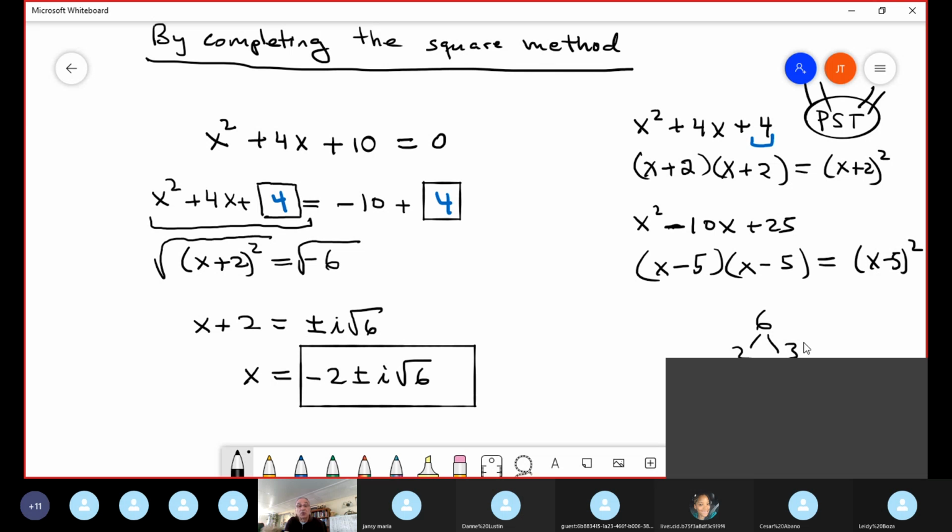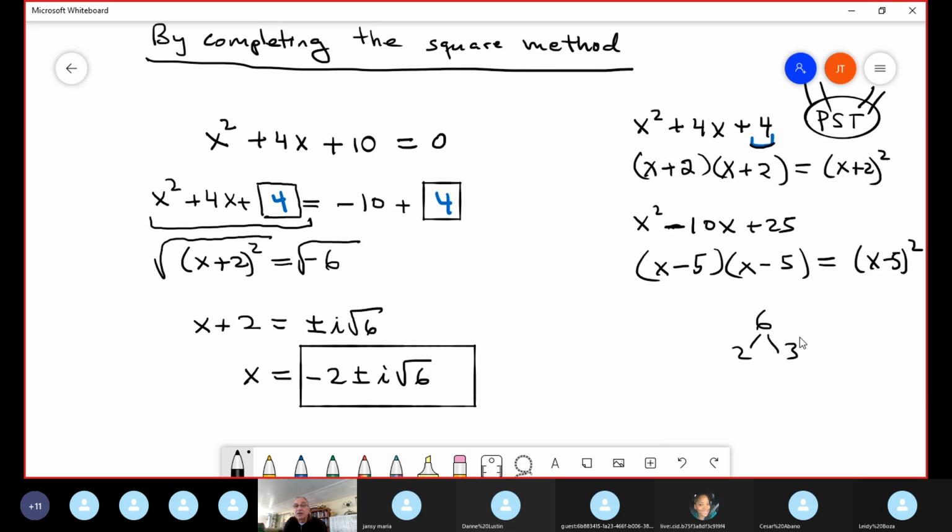Why did you choose 4? Okay, good question. I chose 4 because in this example I saw before that 4 is the good guy that makes a perfect square. But I have not explained yet the general formula to find the magic number. This is the magic number that converts to a perfect square trinomial. So what is the formula? What is the formula, professor? The formula is easy.